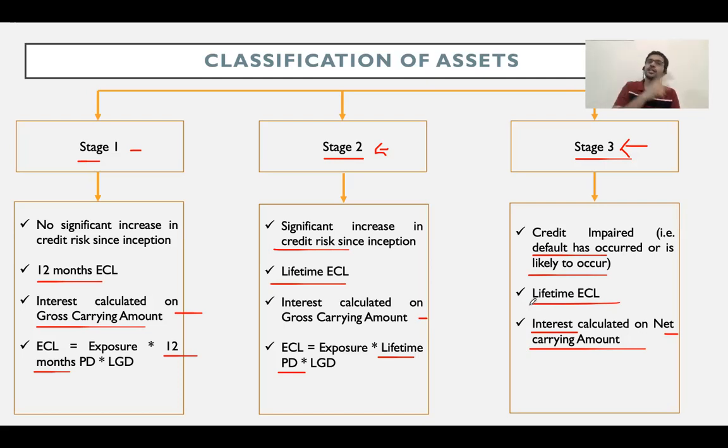First difference is the default not likely to occur under stage 2, but likely to occur under stage 3. ECL interest calculation will be on a gross basis under stage 1 and stage 2, but it will be on the net carrying amount under stage 3. These are the two differences between stage 2 exposures and stage 3 exposures.